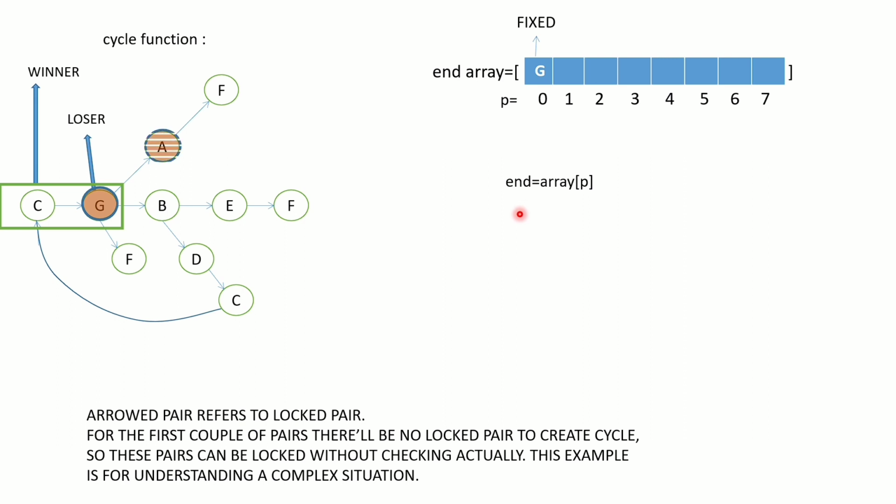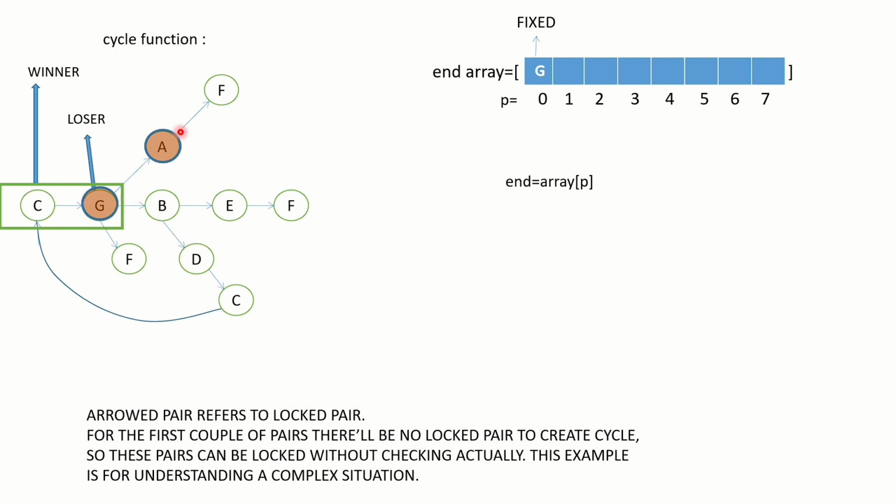Okay, so next we will go through every branch and check if the branch contains the winner or not. If the branch contains the winner, then it will create a cycle and we should not lock it.